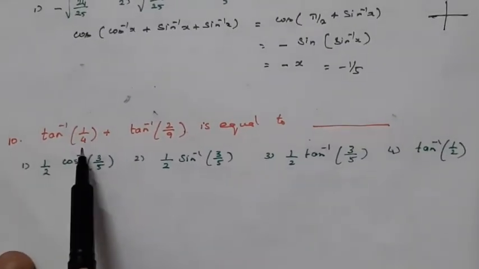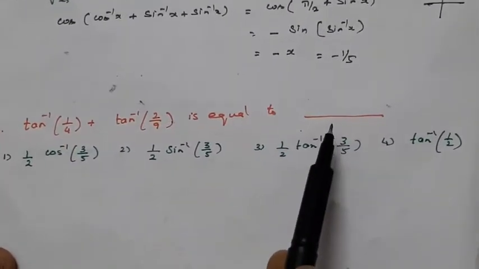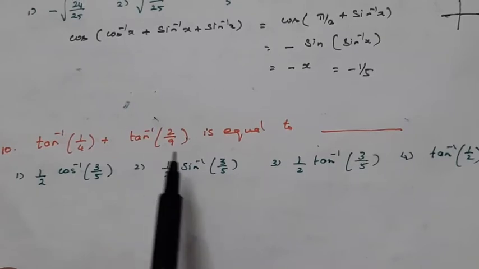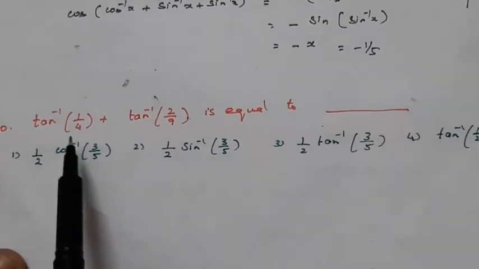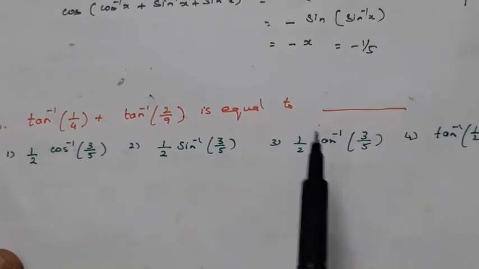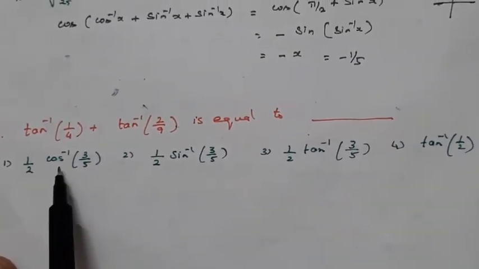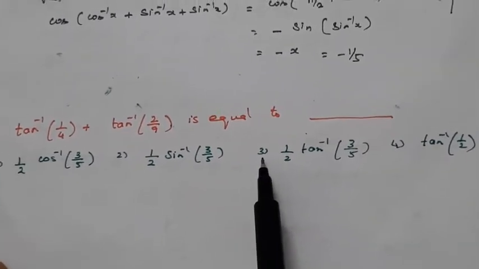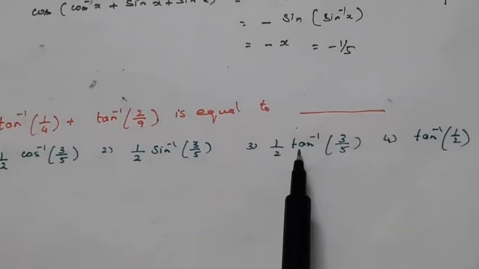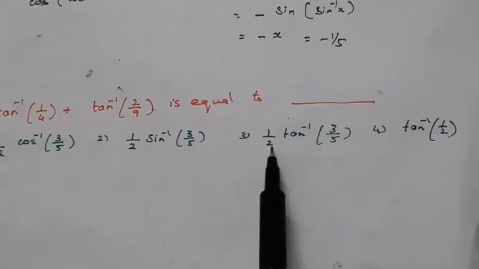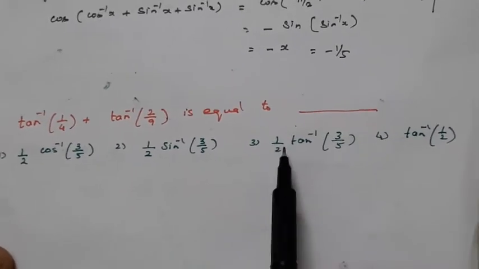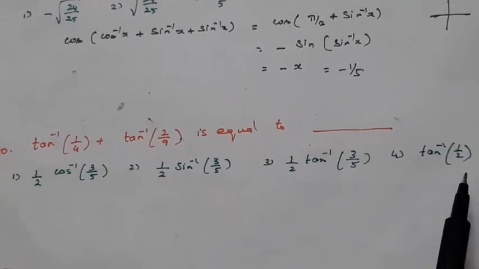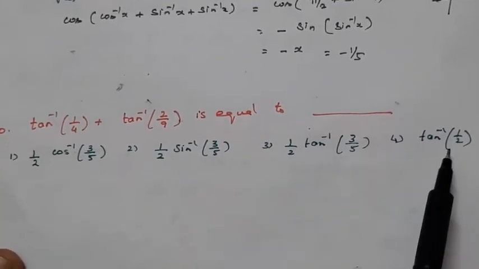Then the 10th one is tan inverse of 1 by 4 plus tan inverse of 2 by 9 is equal to dash. Here it is clear. We can apply the formula for tan inverse of x plus tan inverse of y and find the answer. But logically, the first and second options won't come because they are cos inverse and sin inverse. And even though the third one has tan inverse, tan inverse of 3 by 5 is multiplied with 1 by 2. In the formula we do not have any constant multiplied with tan inverse. So clearly the option will be 4, tan inverse of 1 by 2.